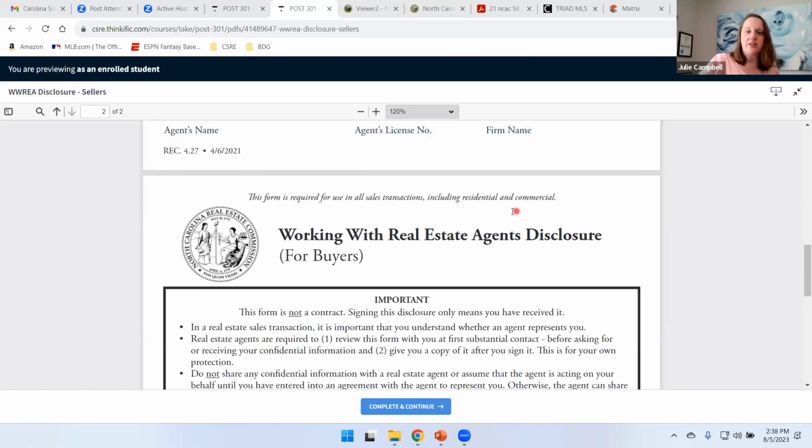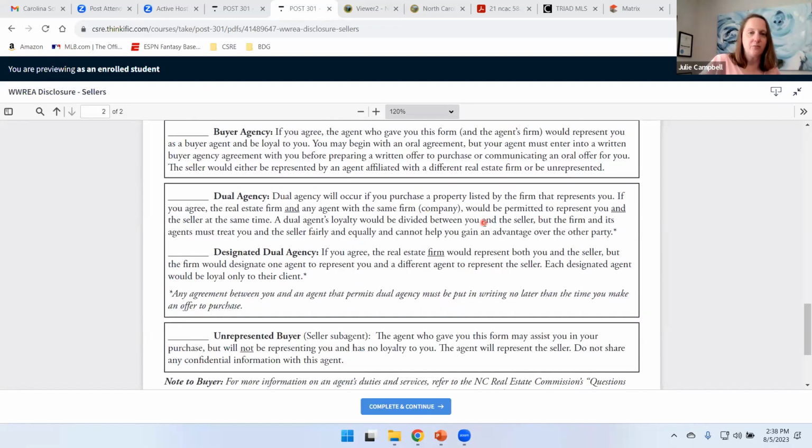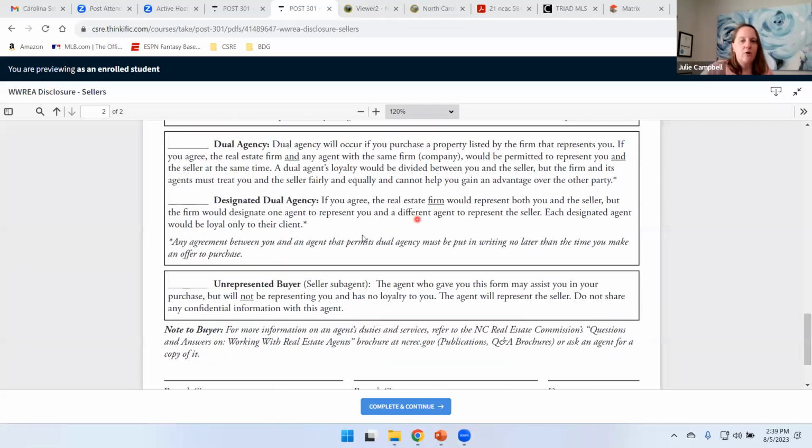There's also another one very similar for buyers. The importance is the same. The only thing that changes a little bit are the menu options. Now we're going to select whether or not the firm offers buyer agency, dual agency, designated dual agency, or will the firm allow us to work with an unrepresented buyer as a seller subagent? If the buyer chooses to go unrepresented, if they stay a customer, they have no paperwork to sign. There's nothing for them to sign, but we just want to make sure that we indicate that on our working with real estate agents disclosure.